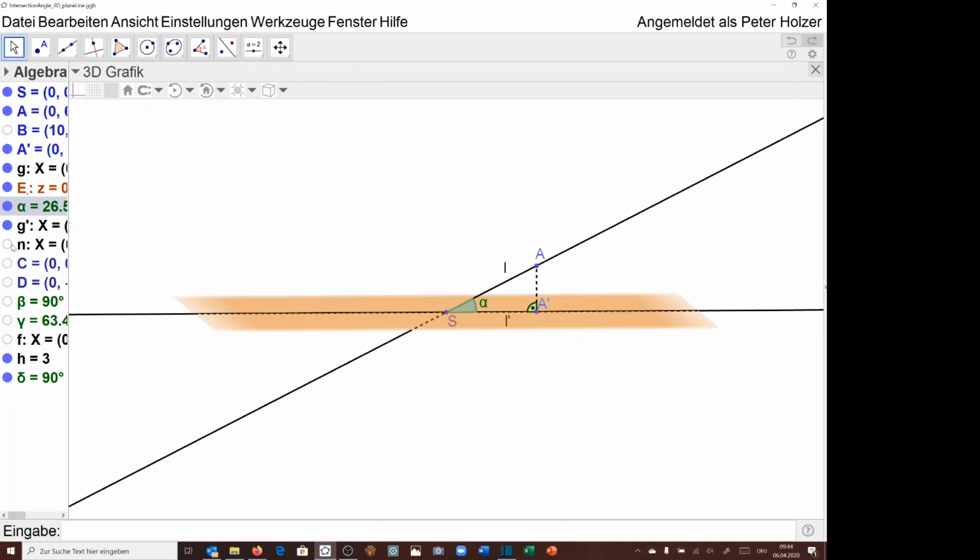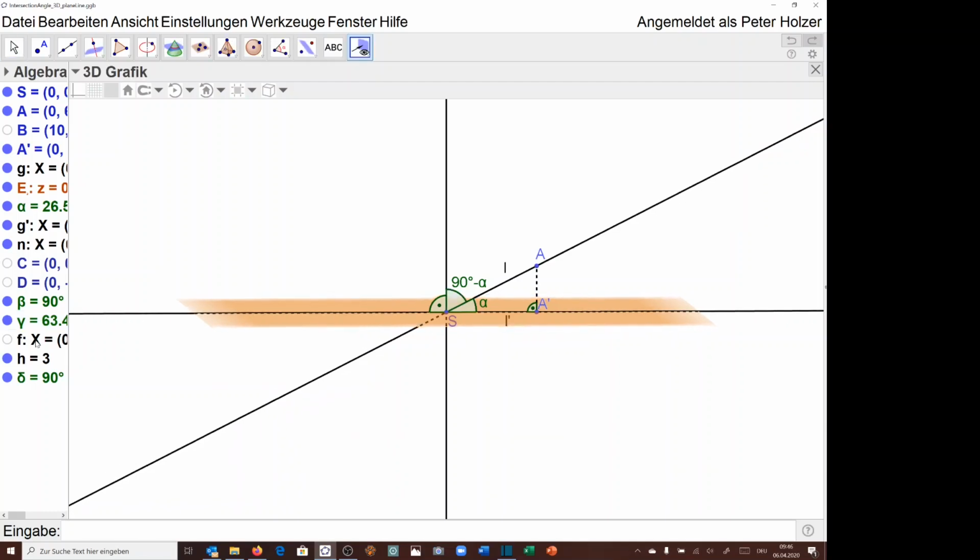Another way of finding this angle is to take the normal line to the plane, this means the line perpendicular to the plane, passing through the point S, and then have a look at the angle between this normal line here and the line L, and we see it's 90 degrees minus the angle that we're looking for. So if we find this angle, we can just take 90 degrees minus it, and we'll find alpha. Let us visualize this by turning the situation such that the plane becomes just a line.